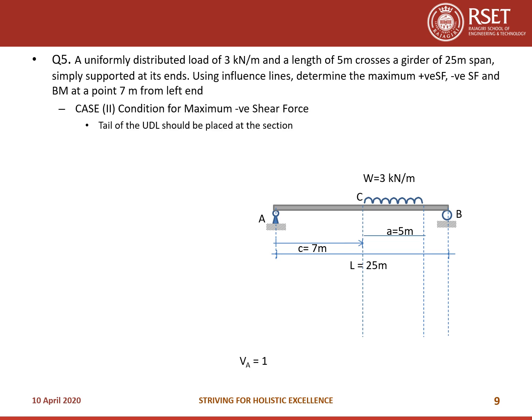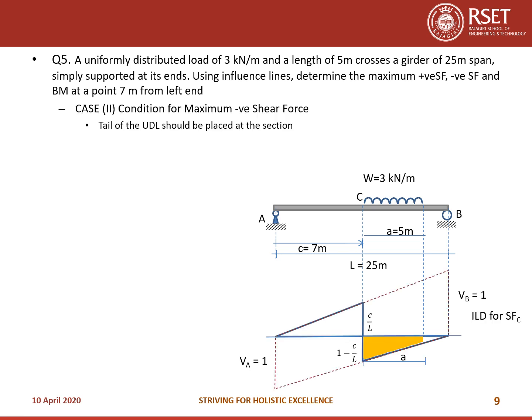So in the second case, what's the case? That's the negative shear force. So for the negative shear force, again you have this shaded portion. The tail of the UDL should be placed at the section. So 1 minus C by L is the highest altitude.